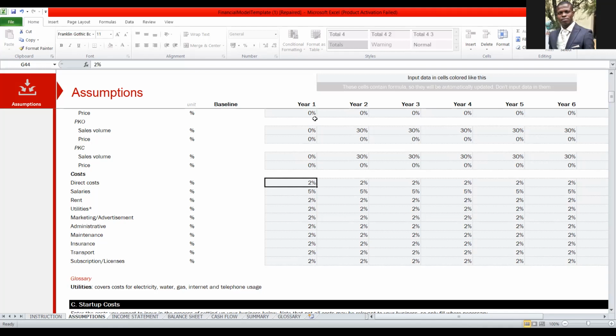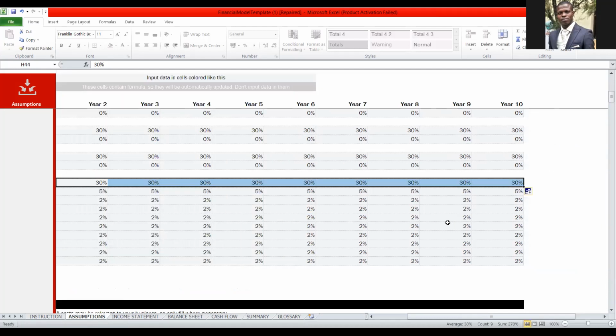But for year 0, I told you that since it's a new business, let's make everything 0 in year 1. That's your baseline information. Then we are also projecting to have a 30% increase in direct costs.